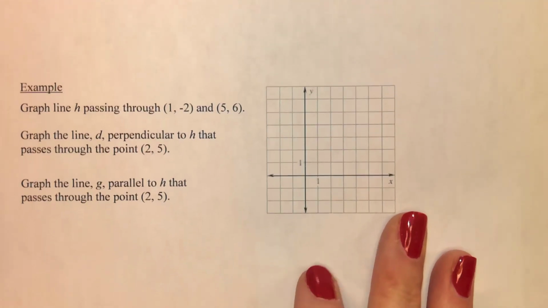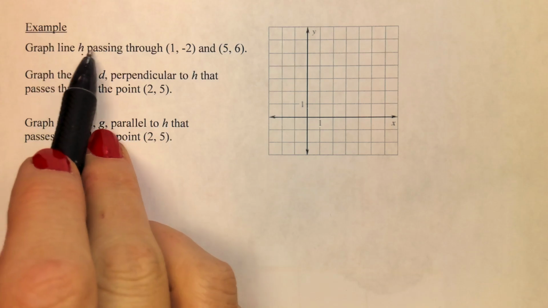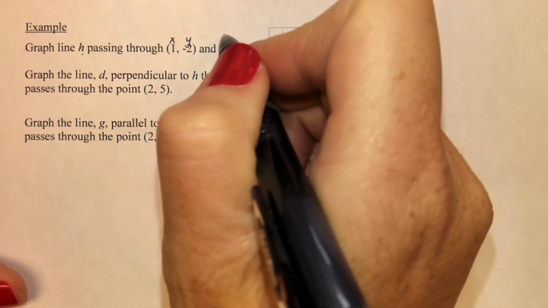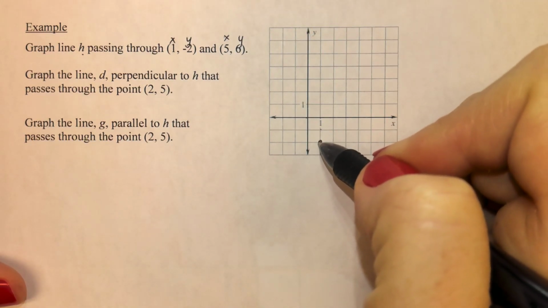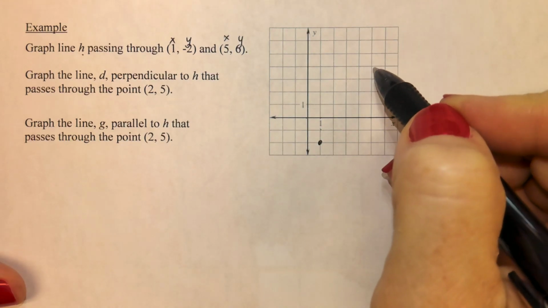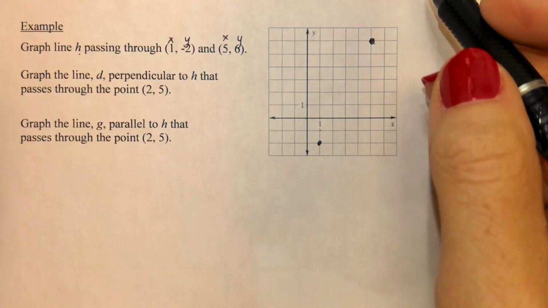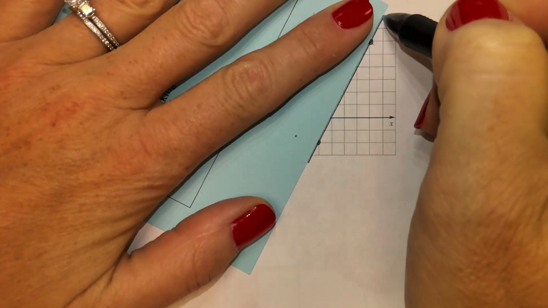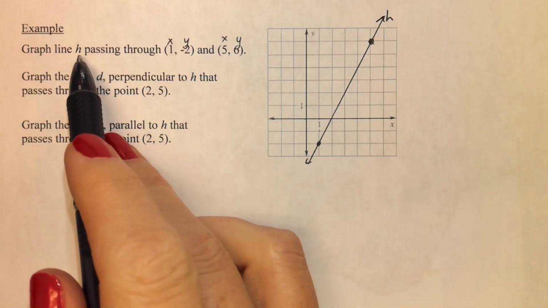Now we're going to take the idea of parallel and perpendicular and actually draw something. So this one says first we're going to graph line H, and it goes through 1, -2, that's the x, that's the y, and 5, 6, that's the x, and that's the y. So I'm going to go over 1, down 2, and then I'm going to go over 5, and up 6. And I'm going to connect them. I'm just going to grab a sheet of paper so I can draw this straight. This is line H. I'm just going to put a little H on the end.